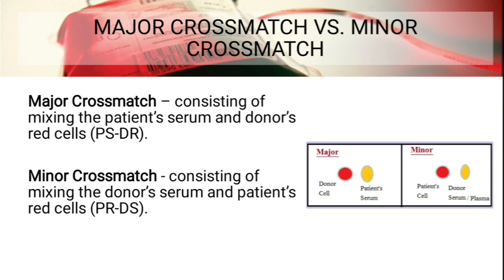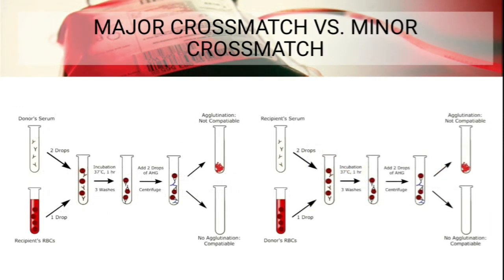The minor cross-match detects antibodies in the donor serum to the recipient's red blood cells. Therefore, for this, we need serum from the donor and red blood cells from the recipient. We also perform an auto-control with our cross-matches, that is, the recipient serum with the recipient red blood cells. This picture shows the difference between major and minor cross-match.